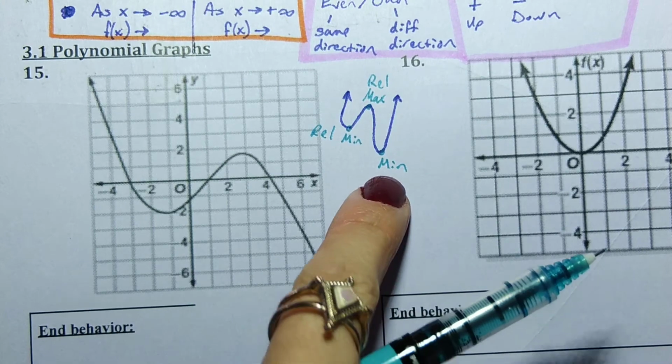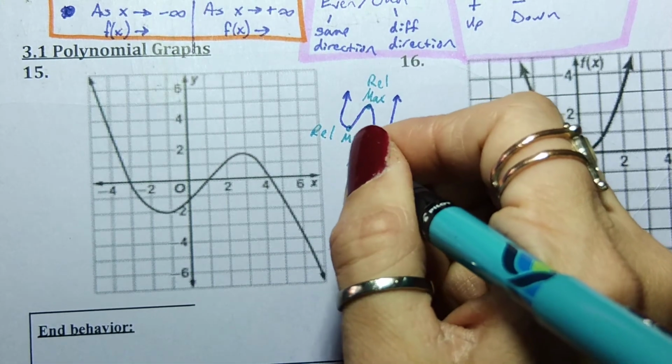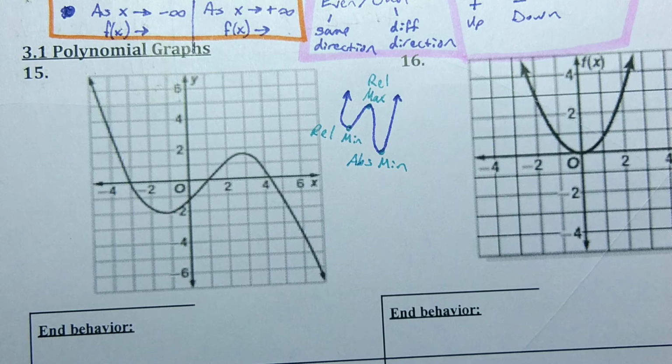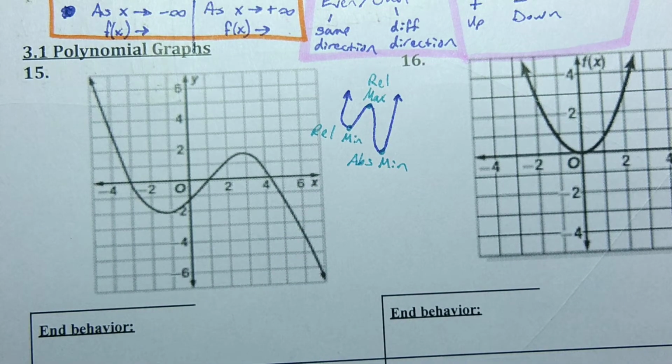What about this one? Absolute. Because that is the lowest point on our graph. Nowhere do we get anywhere lower than that.